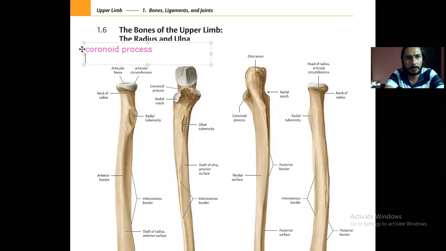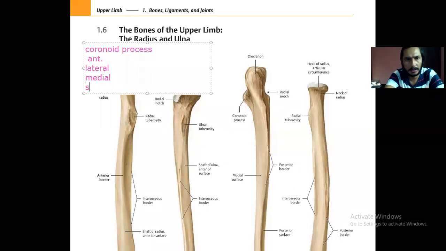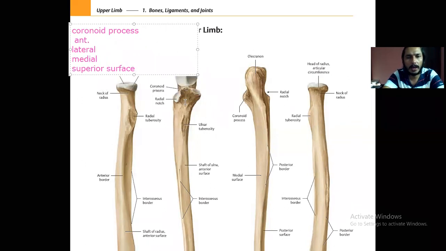So the coronoid process has an anterior surface, next is the lateral surface, next is the medial surface, and next is the superior surface. The anterior surface is the rough surface. On the lateral side of the anterior surface, you will find the ulnar tuberosity.